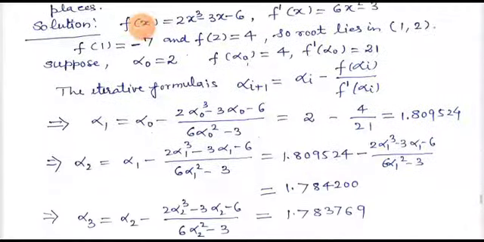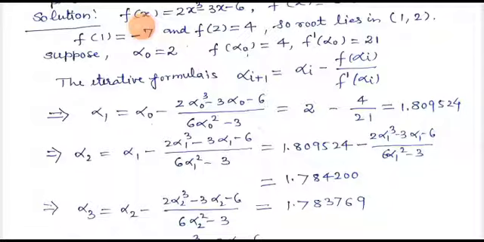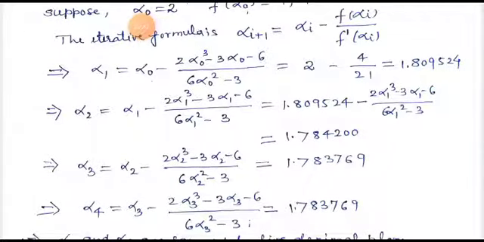Again, in order to find alpha 2, according to the formula it is alpha 1 minus (2 alpha 1 cube minus 3 alpha 1 minus 6) upon (6 alpha 1 square minus 3). Putting all values in this regard, we get the value of alpha 2 as 1.784200. Again alpha 3, according to the formula, will be alpha 3 is equal to alpha 2 minus (2 alpha 2 cube minus 3 alpha 2 minus 6) upon (6 alpha 2 square minus 3).